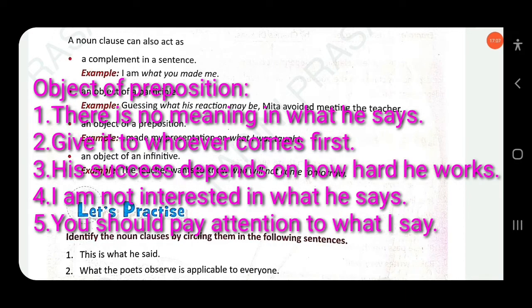Similarly, take another example. I am not interested in what he says. So, in what he says. What he says, this is the object of the preposition in. Clear?